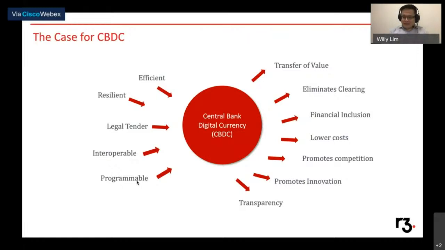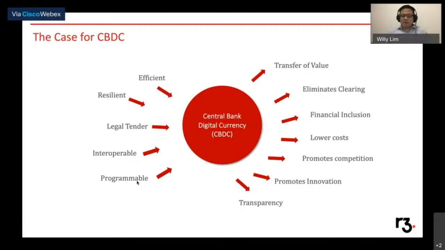Things around legal tender: it's backed by the balance sheet of the central bank, which gives us that certainty. Interoperability: because it's a token asset, you'll be able to interoperate seamlessly, whether it's off ledger or on ledger. And number five, the most important thing, is the programmability aspect. Nowadays, money in a physical form is very analog, but with the CBDC, there are certain ways that you can program it to behave, for example, things around KYC and the ability to use it for purpose funding.